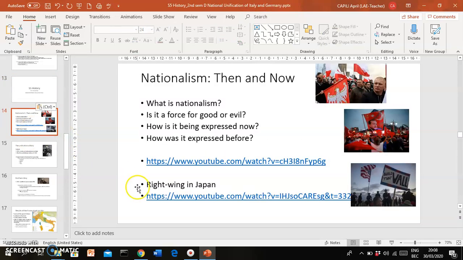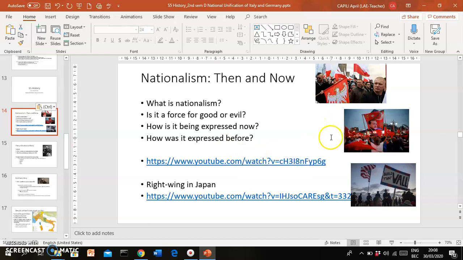If we were in a classroom, I would ask these questions. What is nationalism? Is it a force for good or evil? How are people expressing nationalism these days? And how was it expressed before, in 19th century Europe?